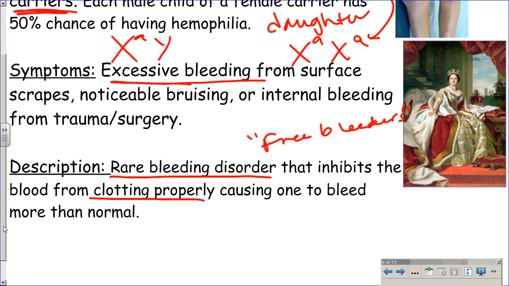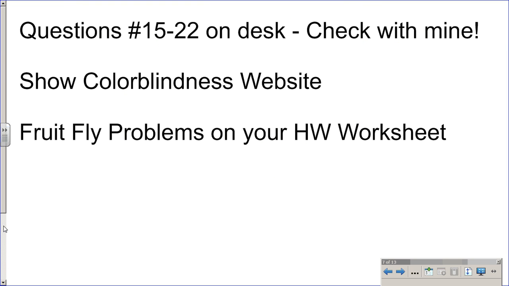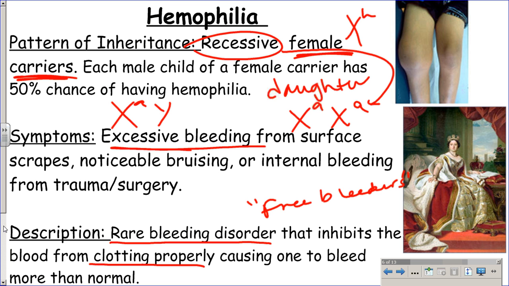All right, for the last about 30 minutes, you guys are going to be working on 3 things. I'll go back here first. You're still writing that down. Pull out your homework. Make a star on 15 through 22. That is homework. After you finish your homework, you can finish your baby. If you finish that, then you'll move on to the fruit fly problems, which I have on my desk.